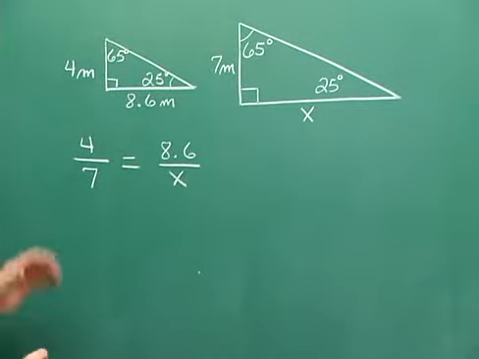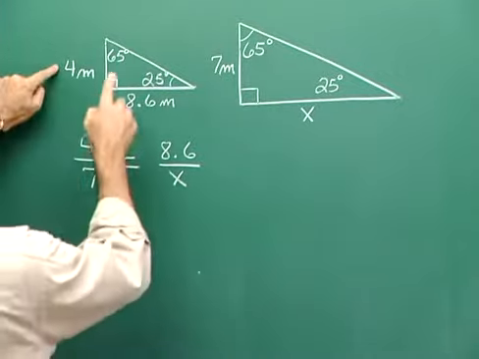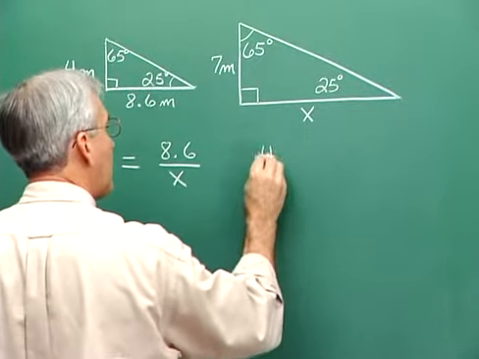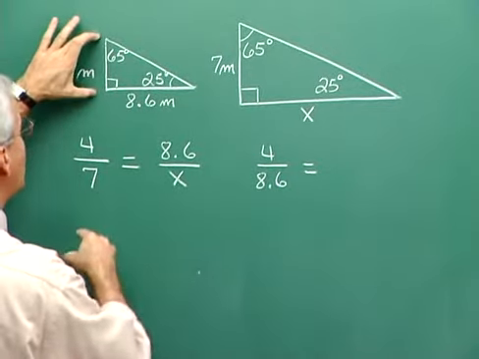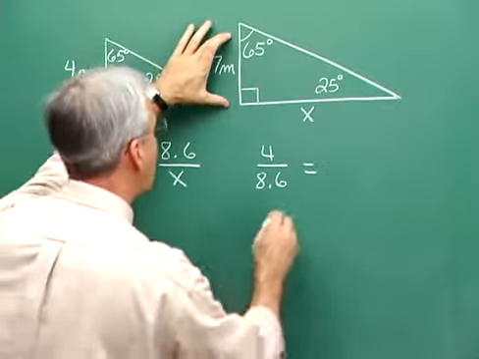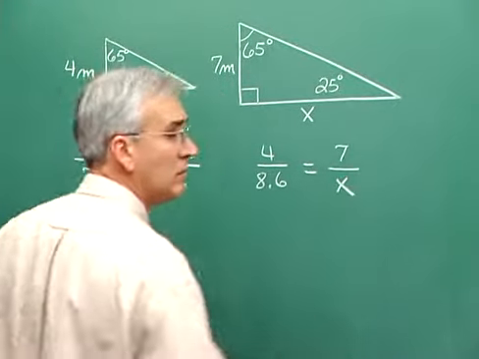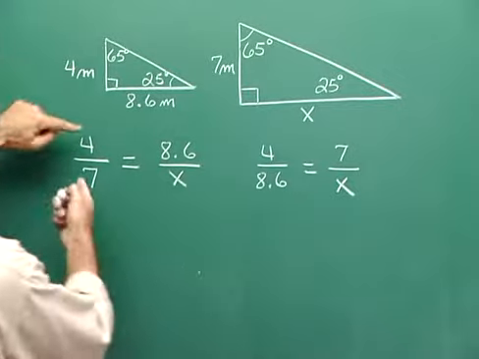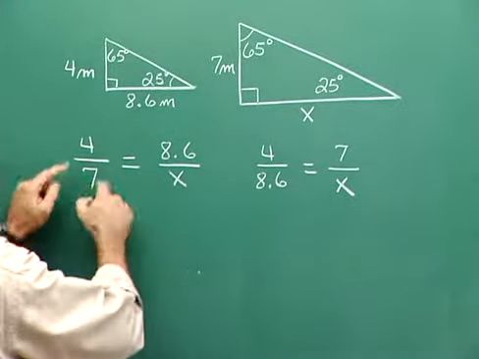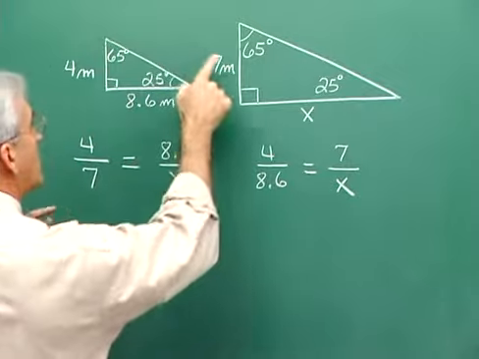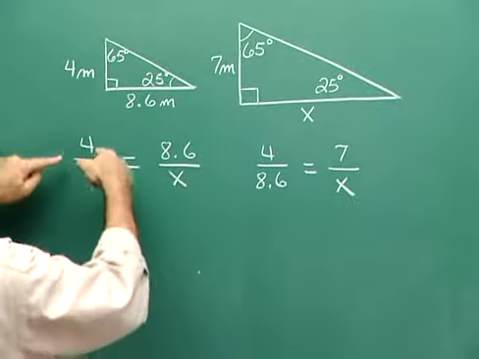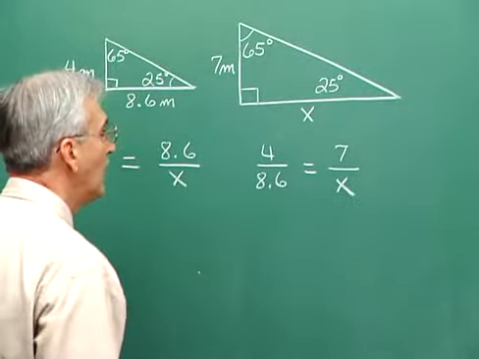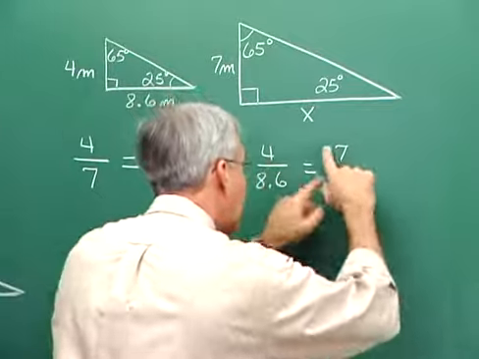Another way to set it up, another relationship that will get us to the same position, is to say that 4 corresponds to 8.6 in the same way as, now I did the short side here over 8.6, so over here 7 corresponds with x. Other relationships, I could have flipped this one over. I could have said 7 corresponds with 4 in the same way as x corresponds with 8.6. So if I flip this one over, I would have to flip that one over, and I would get the same result.